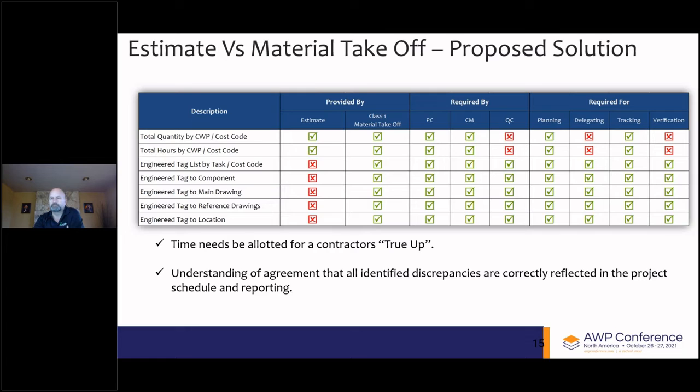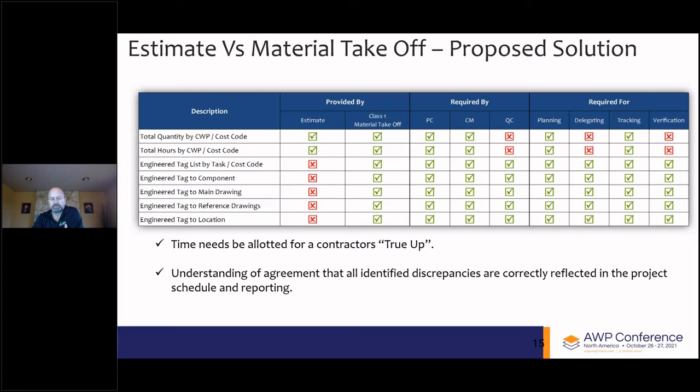tracking a project. The engineering tag in this listing can be applied to different disciplines, but refers specifically to the electrical and instrumentation disciplines. This level of detail is mandatory data for creating buildable work packages and is the output only of a Class 1 material takeoff. This information is required by project controls, by construction management, and the QC departments of your projects. And it's used for planning, delegating, tracking, and verification.